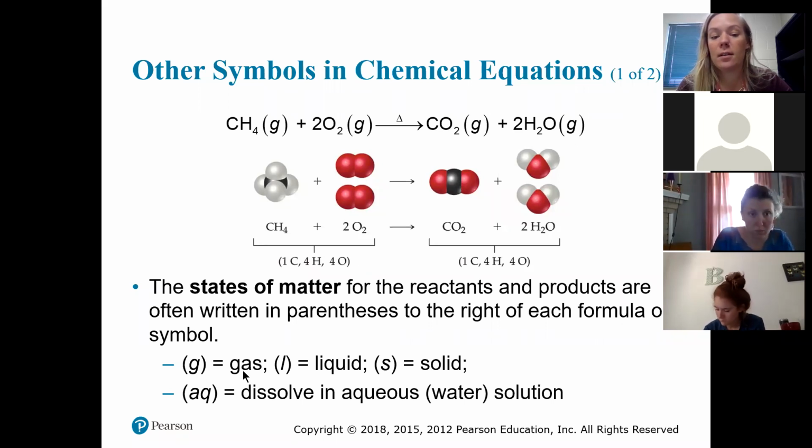So G is our gas, L is our liquid, S in parentheses is a solid, and then what we will see quite a bit, especially when we get into solutions and titration and things like that, is this aqueous symbol, AQ. This just means whatever the material is, it's being presented in a water solution, or it's dissolved in water.